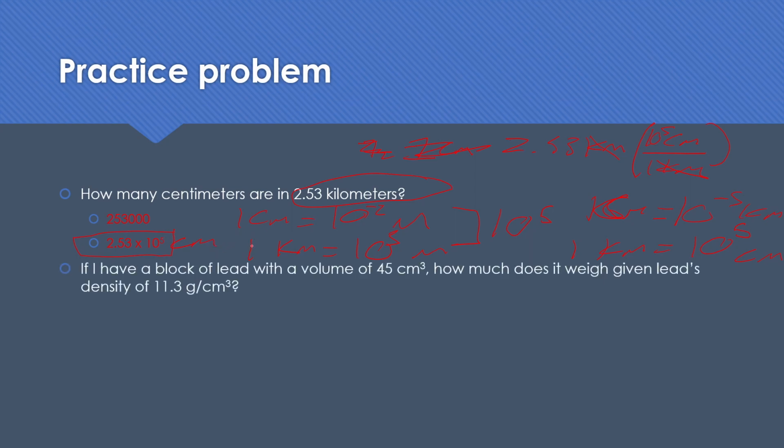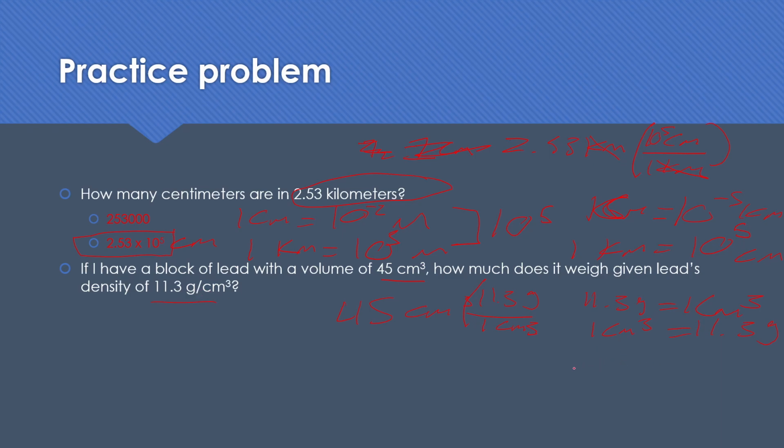Okay. If I have a block of lead with a volume of 45 centimeters cubed, how much does it weigh given lead's density of 11.3 grams per centimeter cubed? Don't be intimidated by the centimeters cubed. It's going to cancel just like anything else. So I'm starting with 45 centimeters cubed, and this is actually my conversion factor. What this is telling me is that I have 11.3 grams is equal to 1 centimeter cubed for lead. If I have 1 centimeter cubed of lead, it will weigh 11.3 grams. So this density is technically a conversion factor, although you find it experimentally. So 45 centimeters cubed, and I'm going to multiply that by 11.3 grams per 1 centimeter cubed. Now, if there's no number here, then it's implied to be a 1.